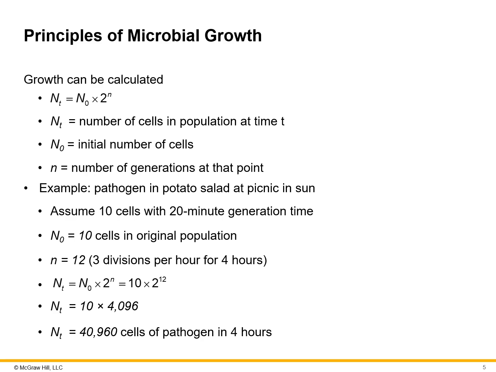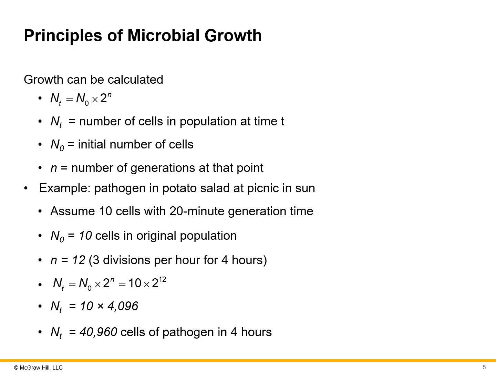So we're going to plug that in, but we're going to plug it in as the exponent for n. So that exponent is above the 2. So now we have 2 to the 12th power, and you can just multiply that, and that should give you 4,096.